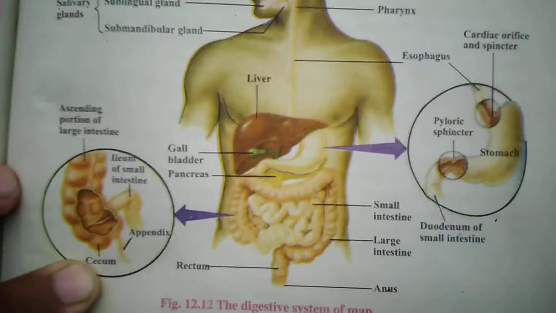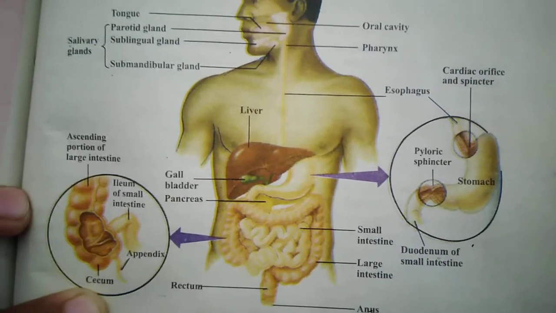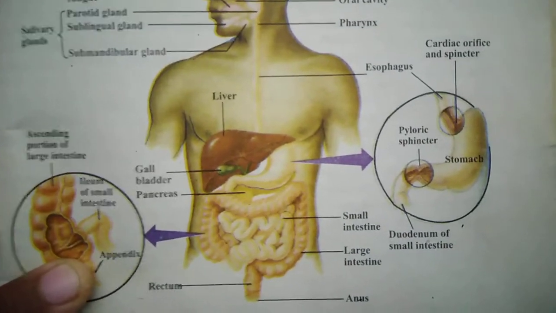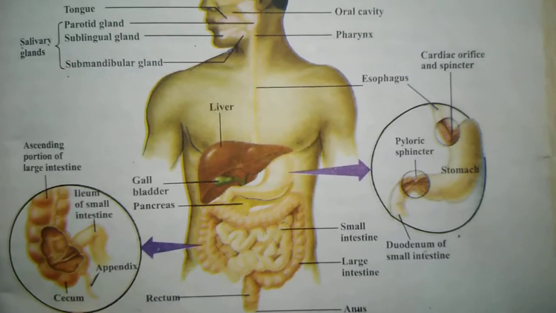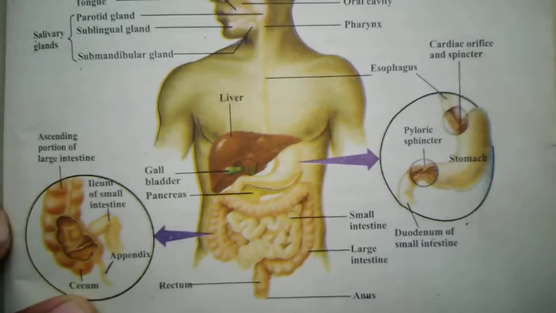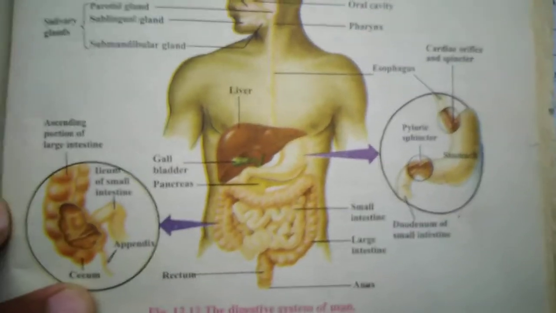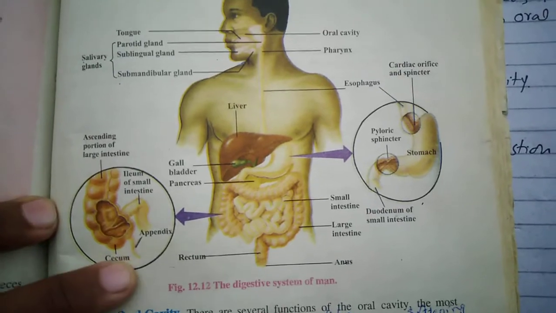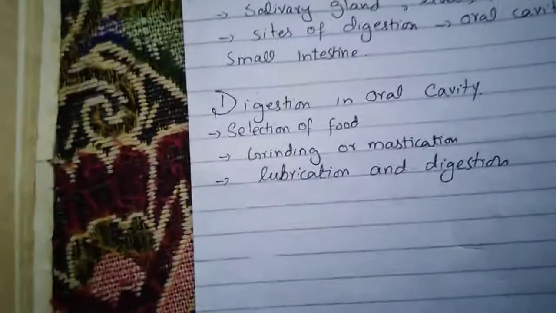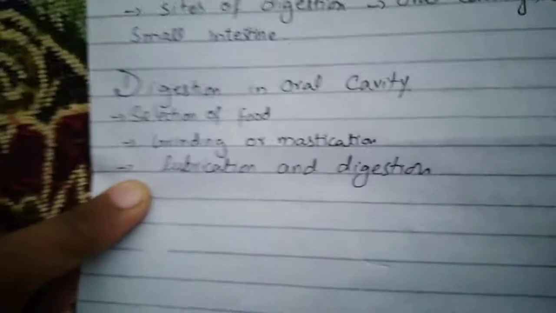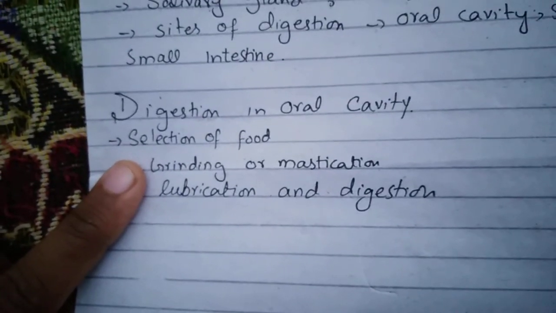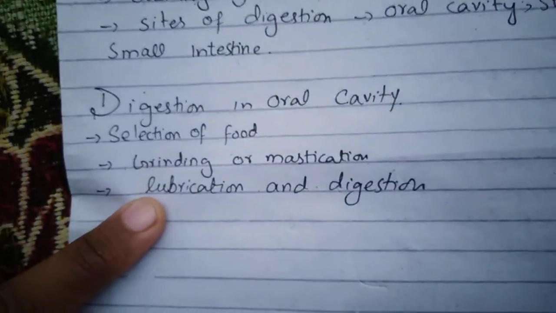Here you can see that the cecum is present, and the appendix is also present. Research is going on these organs to estimate their exact function. Next is the digestion in the oral cavity. Digestion in the oral cavity has three steps: selection of the food, grinding or mastication, and lubrication and digestion.